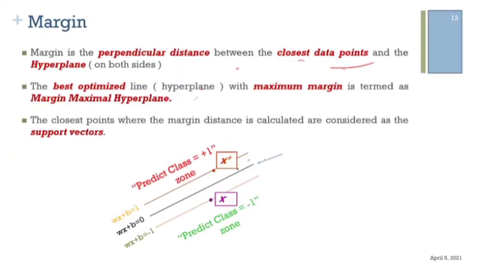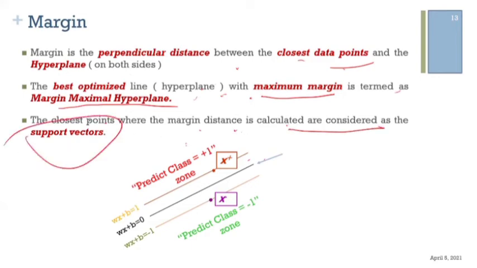Now, the best optimized line or hyperplane with maximum margin is termed as the maximum margin hyperplane. And the closest points where the margin distance is calculated are considered as the support vectors. So these are the guys that are sitting on that particular margin that we have drawn. For the positive class, this guy is going to be responsible. This is the negative class zone.